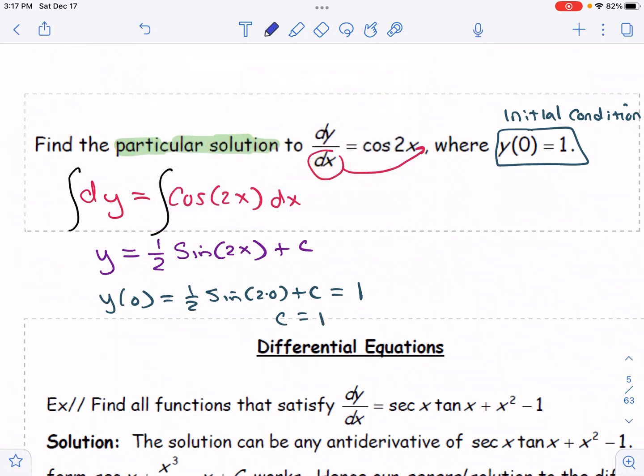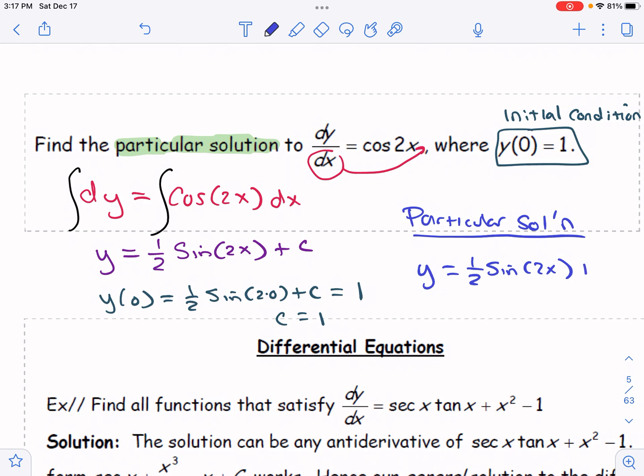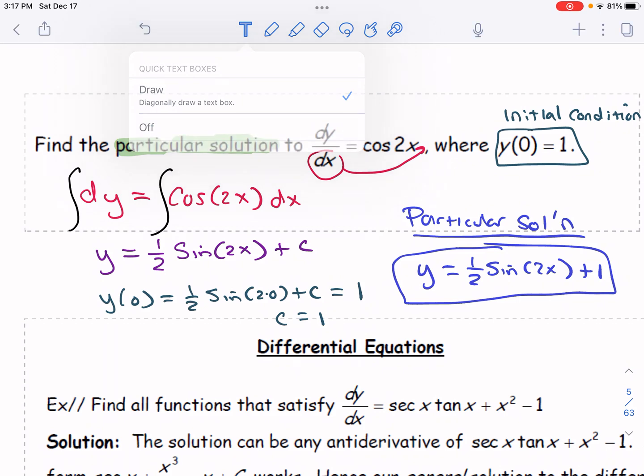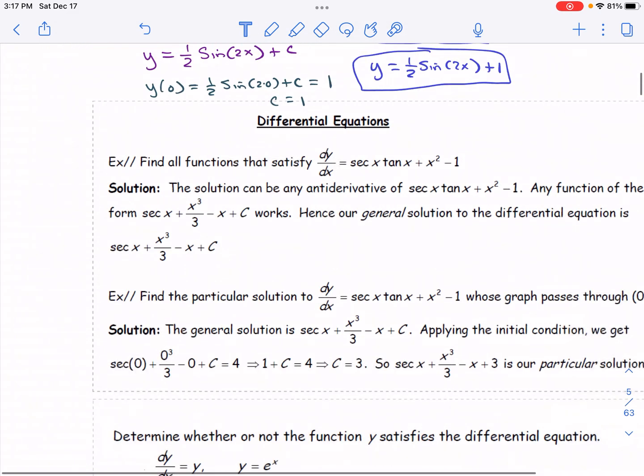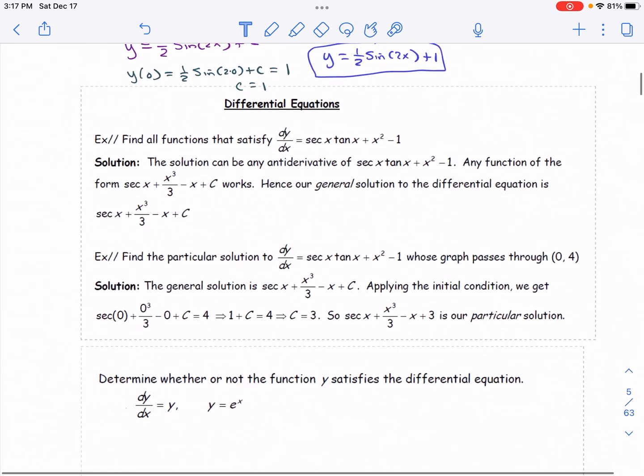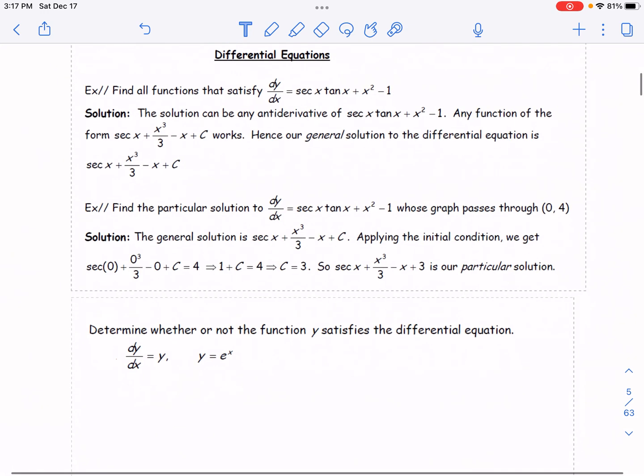And so my particular solution is y equals 1/2 sine of 2x plus 1. Okay, that function's derivative is cosine of 2x, and it goes through the point 0, 1. There's another example just written out. It's really no different, just a written out process.